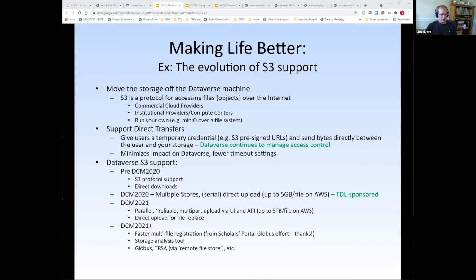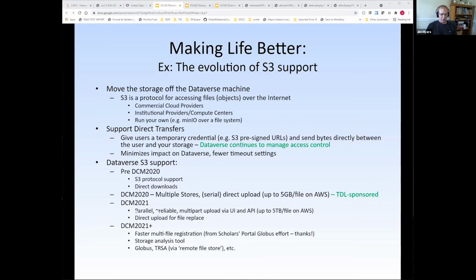So before the last meeting we had together, we had S3 protocol support and direct downloads. In 2020, supporting, I saw TDL's name go through the chat here, the origin of allowing multiple stores in Dataverse, so that you could do some things on files, some things on S3, or an S3 store for small files and a different one for big files and so on, was supported by their efforts. We went from multiple stores and we did direct uploads. At that point, direct upload was essentially single part files. So basically, if you wanted to upload something up to 5 gigabytes, it went in one HTTP stream.